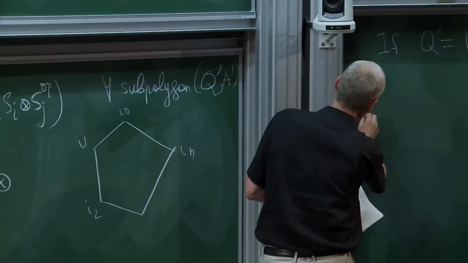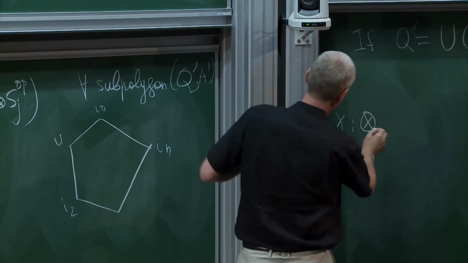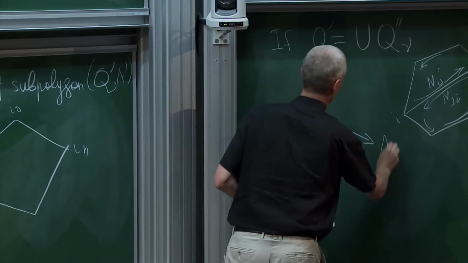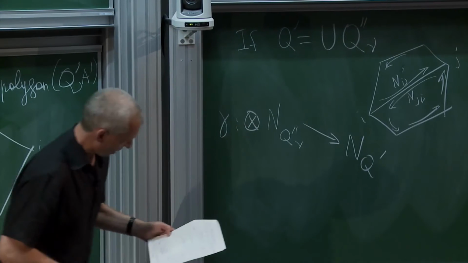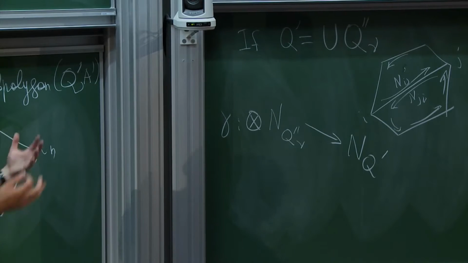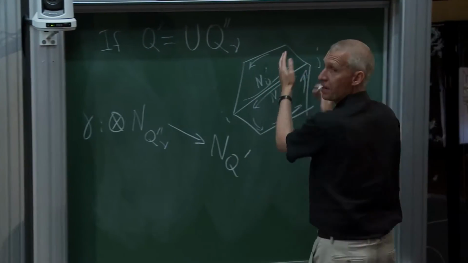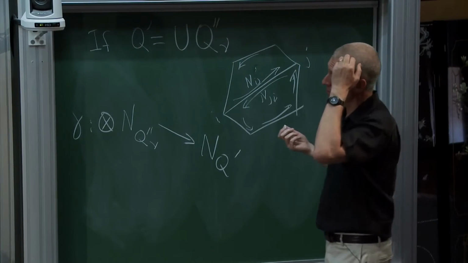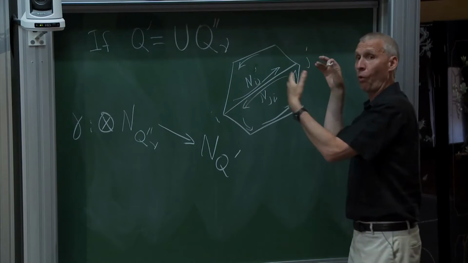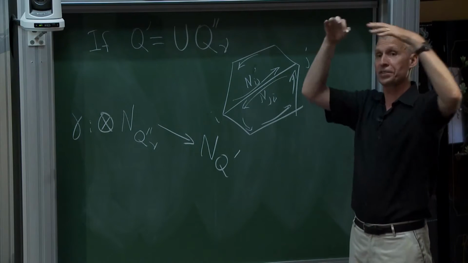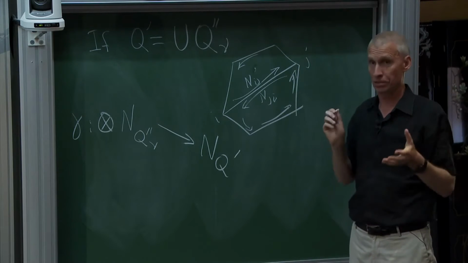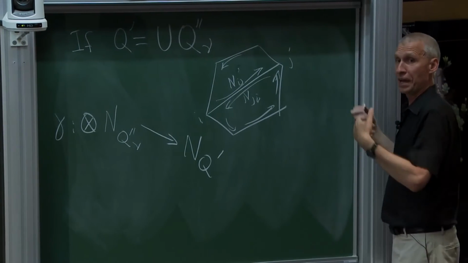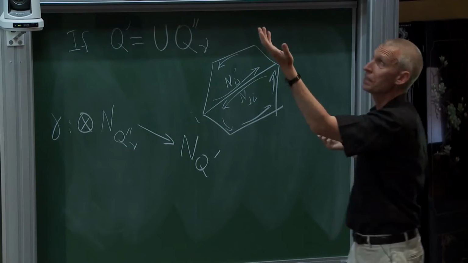So we get a map gamma from the tensor product of N_Q prime nu to N_Q prime. And this is associative in the sense that if we subdivide further, it will be composable. So in this way we get a system of sheaves on each secondary polytope. We have a cellular sheaf, a sheaf which is constant on every face, but with vector spaces associated to faces. And the system of those sheaves will be factorizable, again, in that sense.